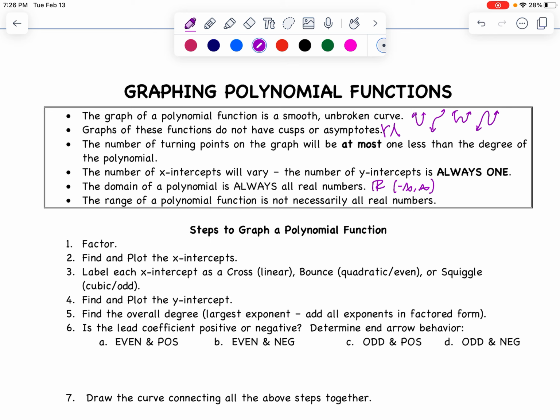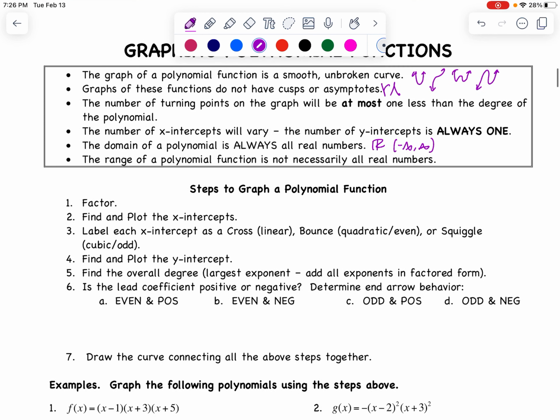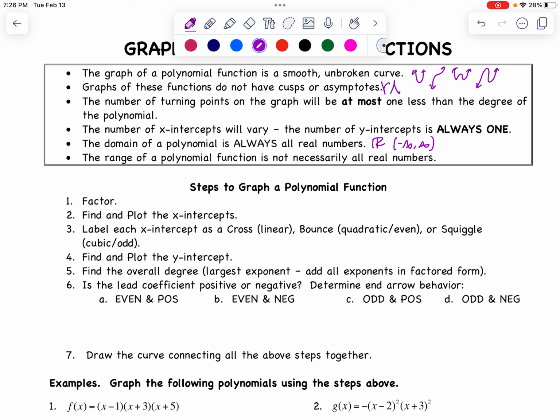So there are multiple steps when graphing a polynomial function. The first one is to factor. There might be examples that are already in factored form, so you don't have to do any factoring, but there might be instances where you will need to factor. The second one is to find and plot the x-intercepts.